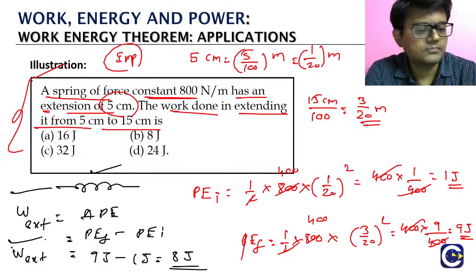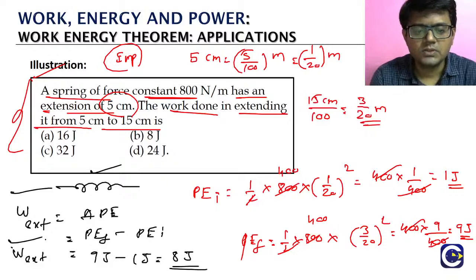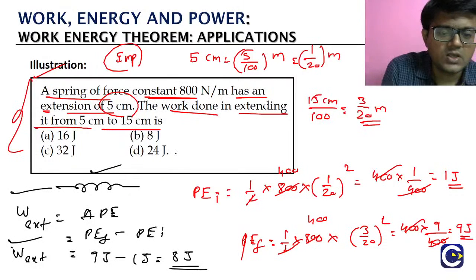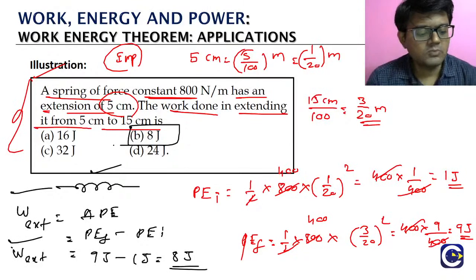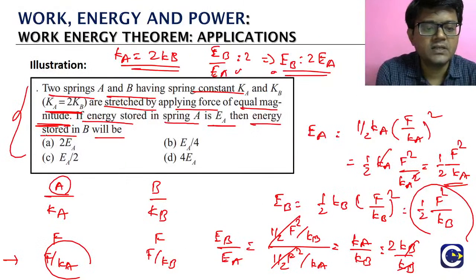Okay va? So what is the answer for this? Option B. Munadi question enna? What is the answer for this one? Option A. B will be equal to what? 2A.